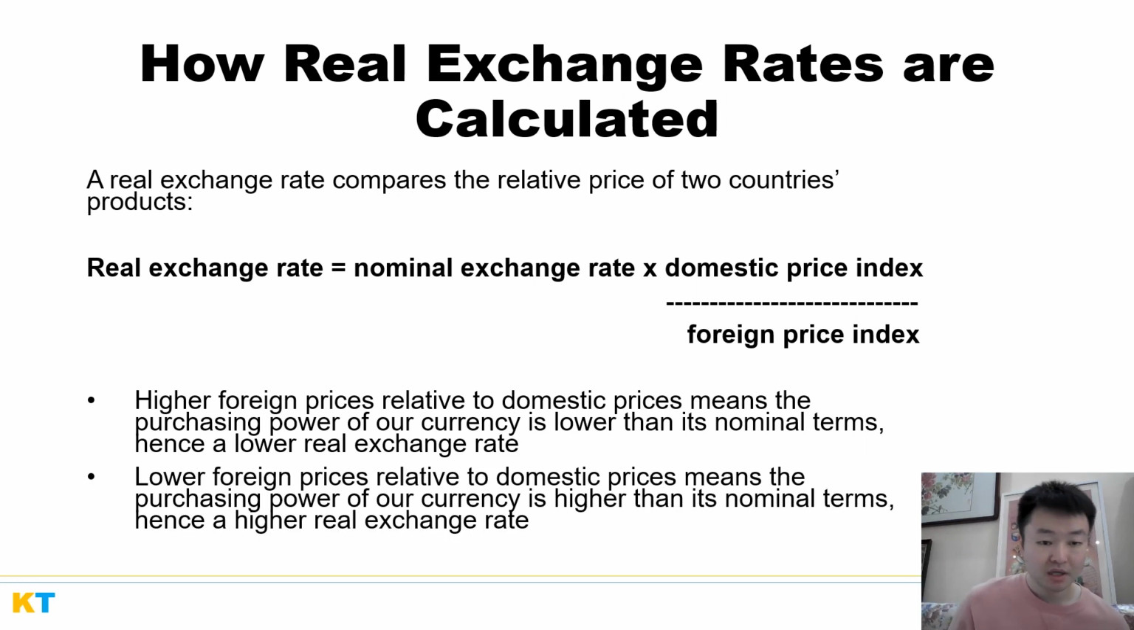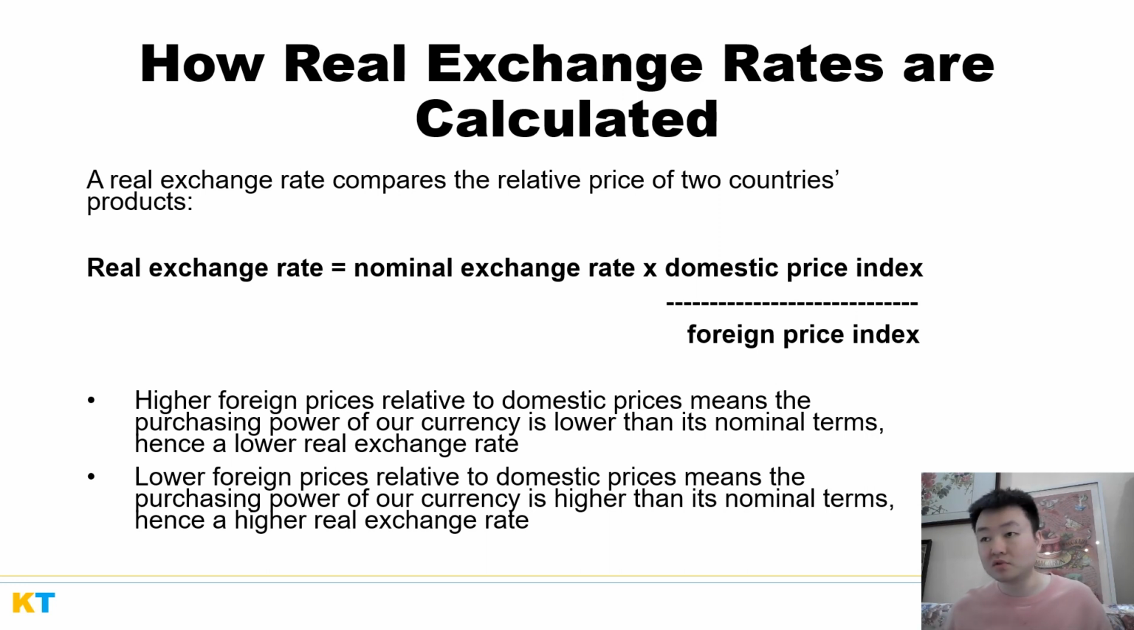Okay, so that's why a real exchange rate is lower, because it represents lower purchasing power than our nominal exchange rate. Well, what about lower foreign prices? Well, if there are lower foreign prices relative to domestic prices, then that means the purchasing power of our currency is higher than its nominal terms, hence a higher real exchange rate. And so it means our currency is more valuable.